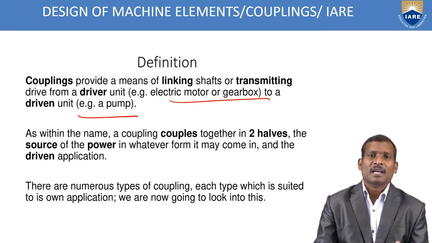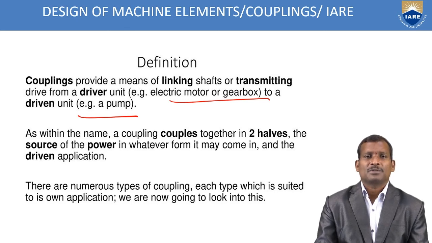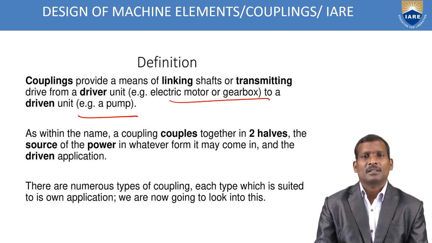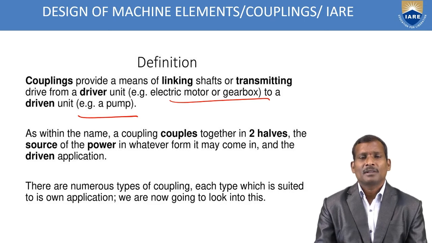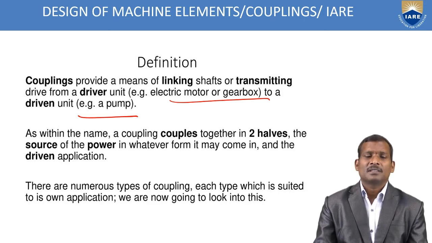Again, the couplings are classified into two types. One is rigid couplings and another one is flexible couplings. Again, these rigid couplings are divided into various types. The flexible couplings are also divided into various types. We are now going to look into this.